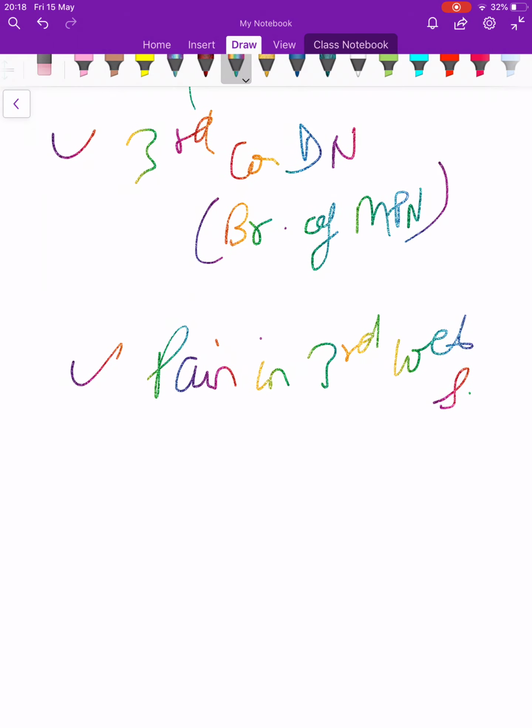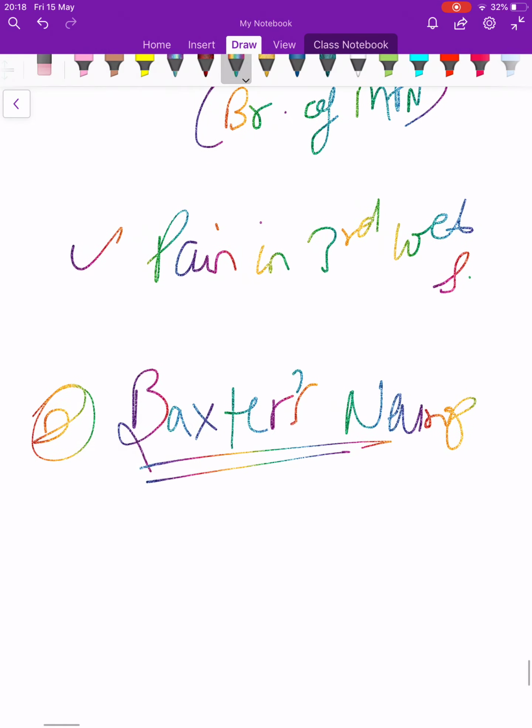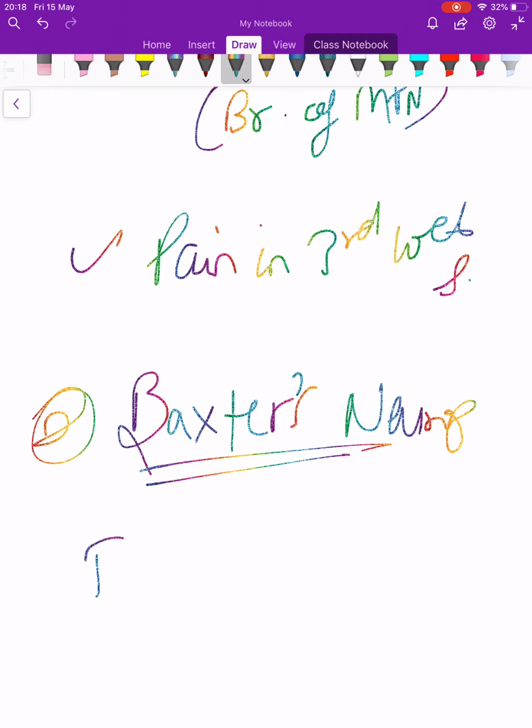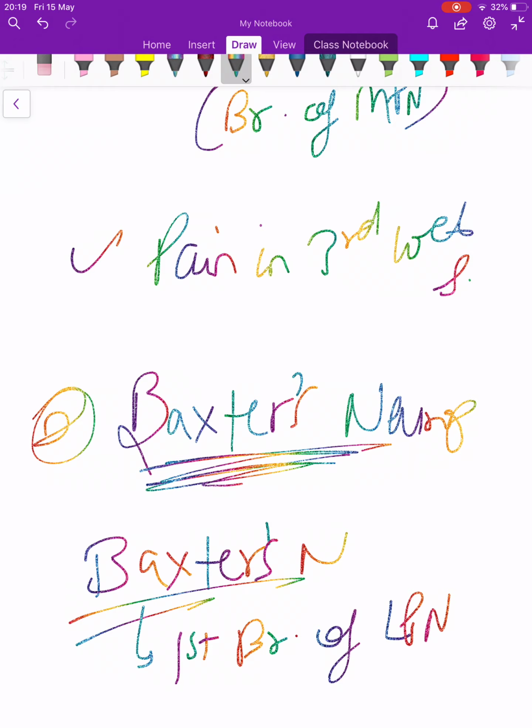Then one more applied topic is Baxter's neuropathy. There will be entrapment of Baxter's nerve, which is the first branch of the lateral plantar nerve. So if there is entrapment of the first branch, which is Baxter's nerve, then there will be Baxter's neuropathy. Fine.